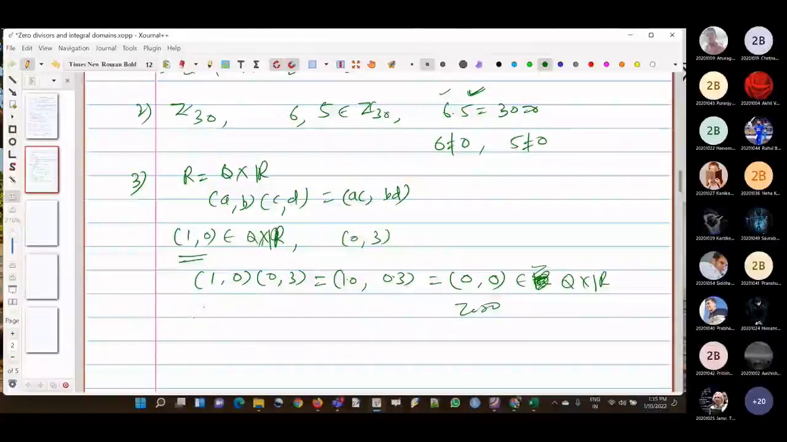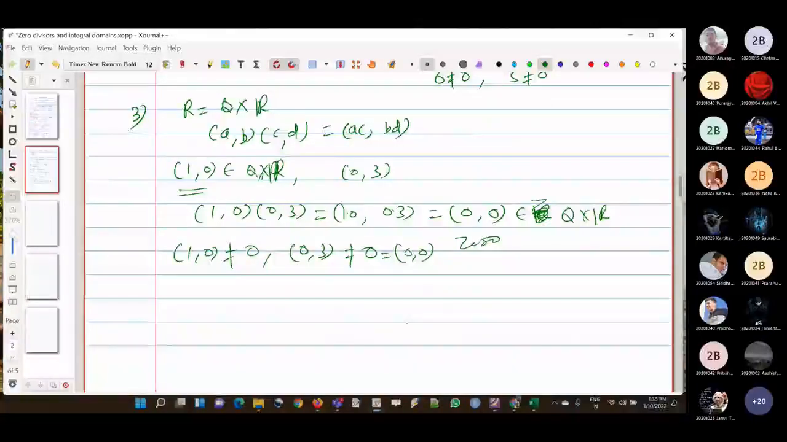But neither (1, 0) is 0, nor is (0, 3) 0. When I write 0 here, I mean the 0 of Q times R, that is (0, 0). So what can we say? There are zero divisors.